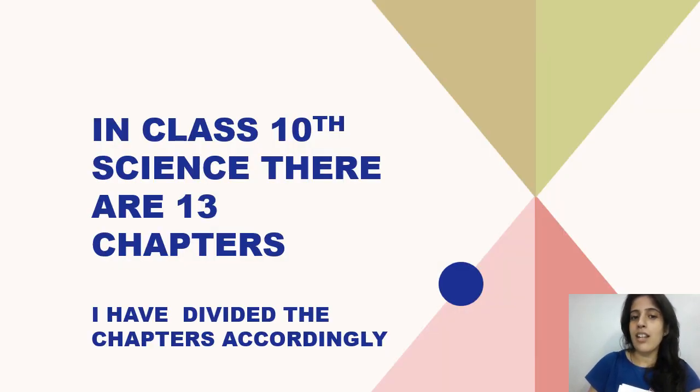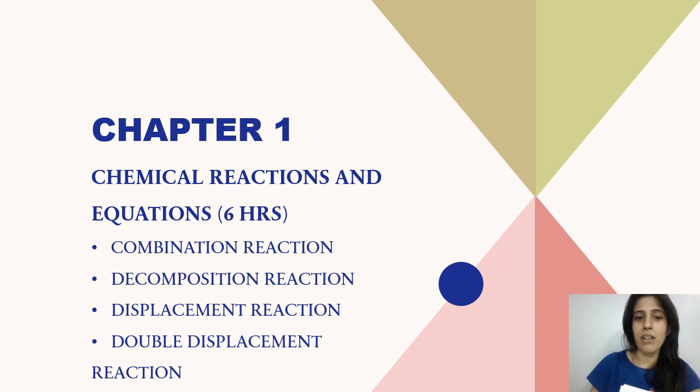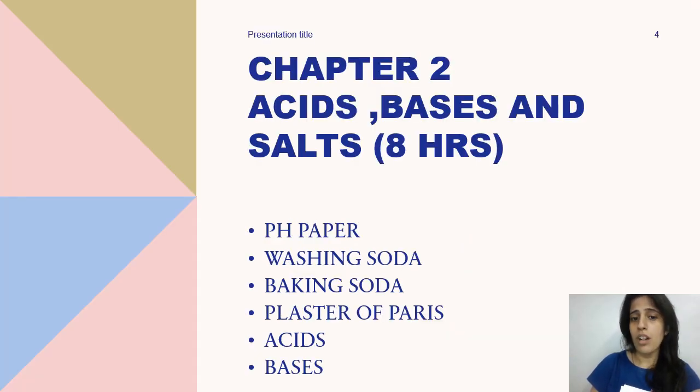In class 10th, we have divided all 13 chapters into 100 hours. In the first chapter, we have taken chemical reactions and equations, and we have taken 6 hours. We will teach about combination, decomposition, displacement, double displacement reaction. In chapter 2, we will take pH paper, washing soda, baking soda, plaster of Paris, acids and bases, and we will take it in 8 hours.